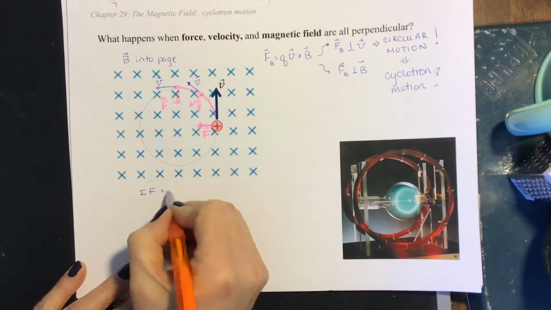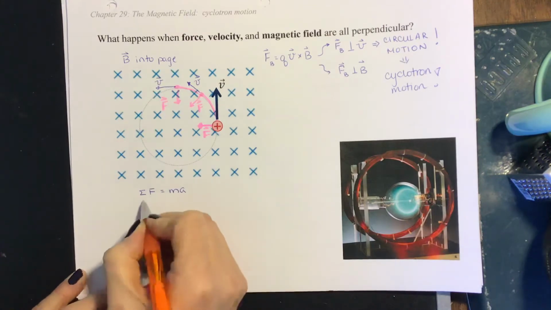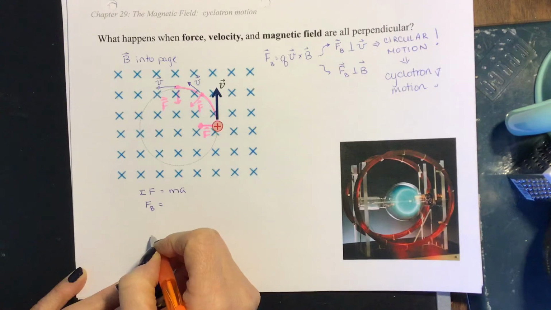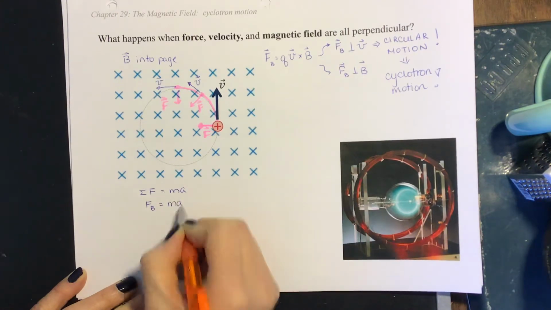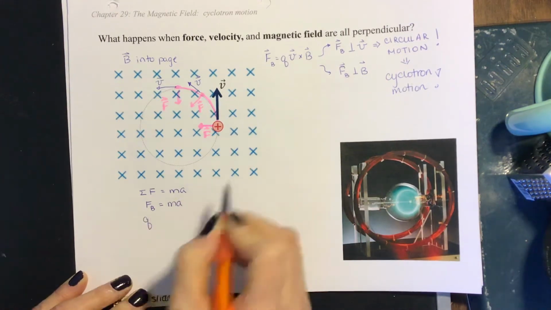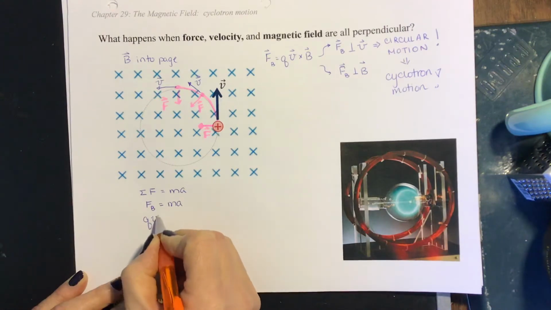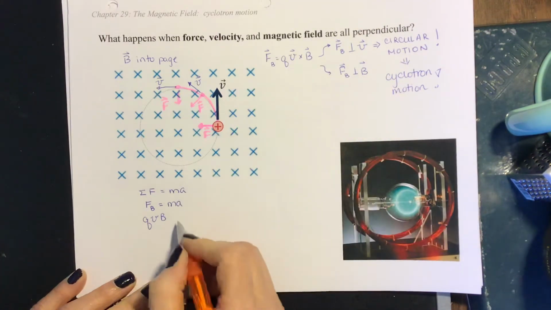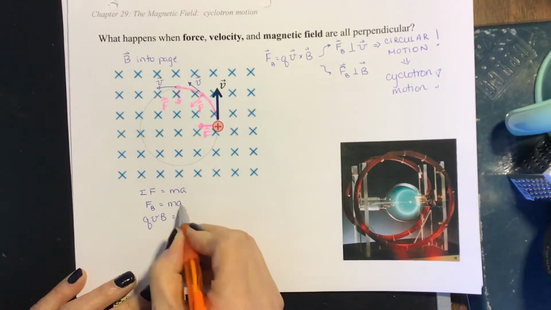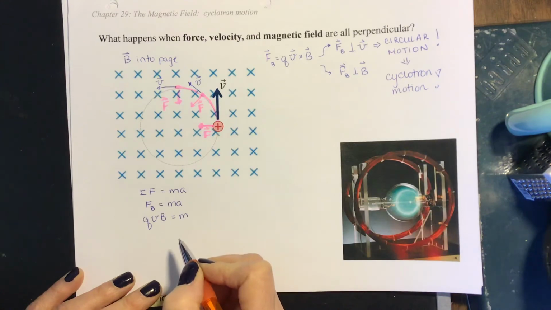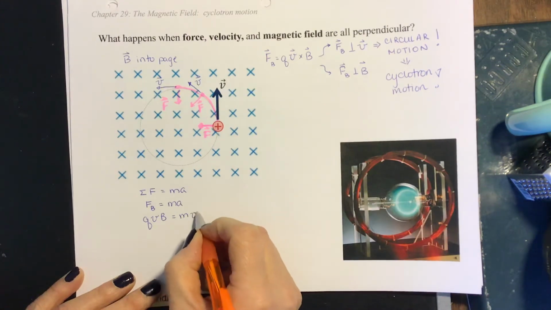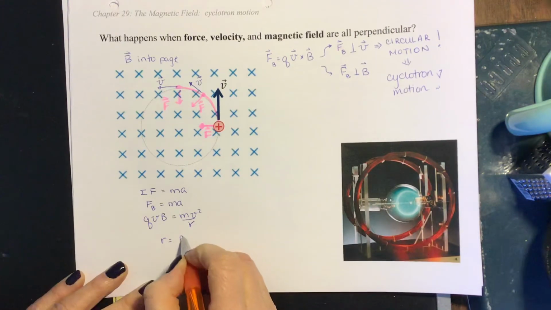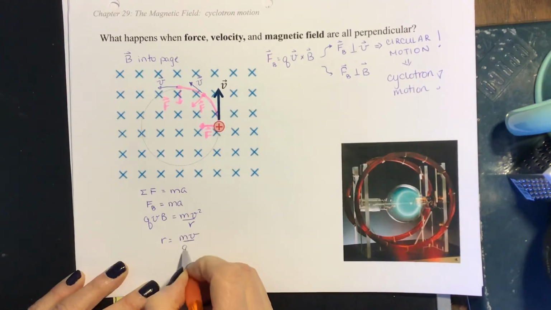The net force is the magnetic force. Usually forces due to gravity are so small we just neglect them. Our magnetic force, since everything is perpendicular, the magnitude is qvB times the sine of 90, because the angle between these two is 90 degrees. And when things go in a circle, we write down our expression for centripetal acceleration, v squared over r. We can solve this for the radius of the path, and we get r equals m v over q B. This is the radius of the path of a charged particle in a magnetic field.